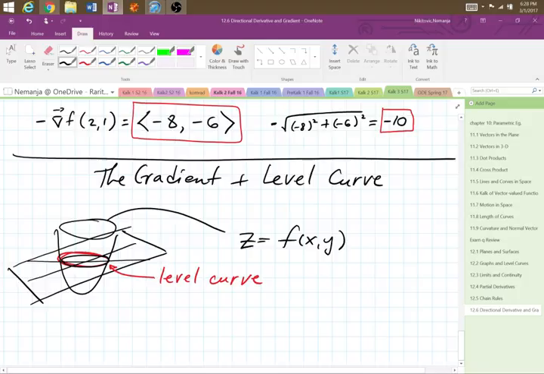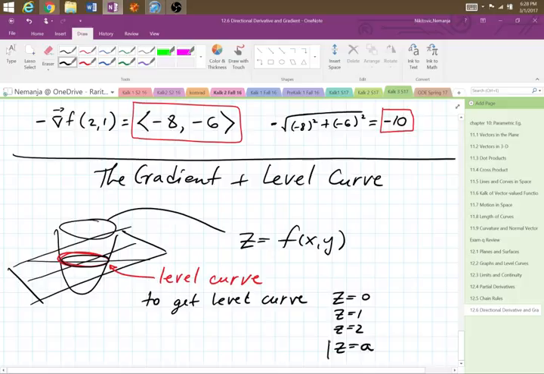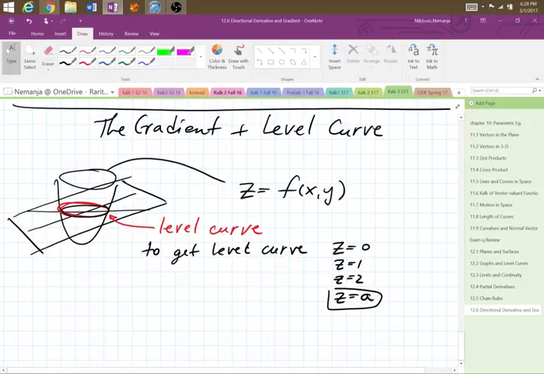And what you do to get the level curve is you cut with, say, Z equals 0, Z equals 1, Z equals 2. Technically, Z equals some value. So you cut with that. So that's how we get level curves. And clearly, as soon as I set Z to be any kind of constant, then my equation just becomes an x and y equation, which you can see is a circle, an ellipse, something.